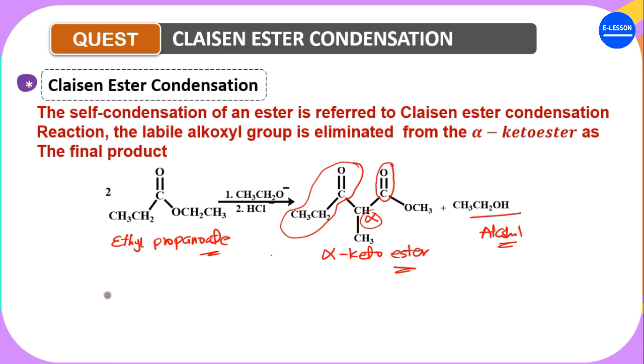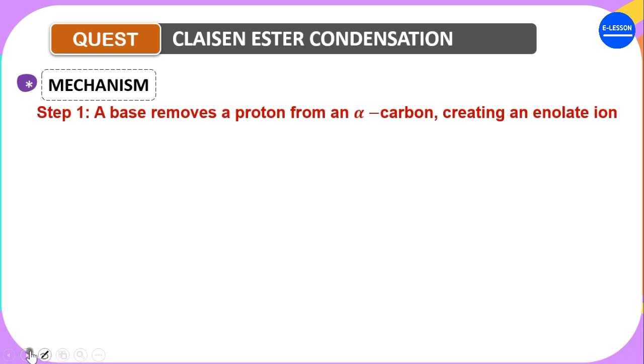Now, in our textbook, or in our material, you see something like EtO minus. This is still the same thing as what we have here. This is ethoxide, the molecular formula of the ethoxide in question. Okay, so let's see how the reaction takes place. You say a base removes a proton from an alpha carbon, creating an enolate ion.